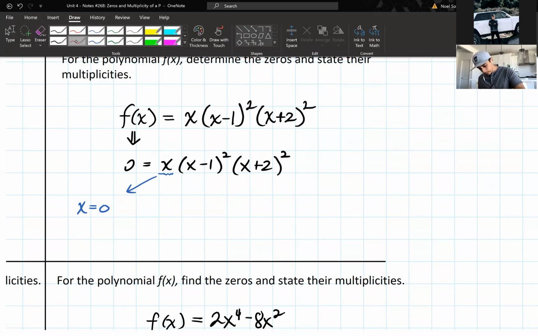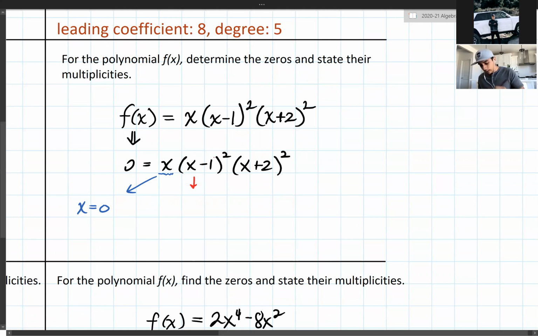The next one would be this one, x minus 1 squared equals 0. Well, x minus 1 squared is the same thing as saying x minus 1 times x minus 1. So if I were to solve this, right, this is like saying x minus 1 times x minus 1 is equal to 0. But that's the same solution twice. You can see that, right? You can see how that becomes x minus 1 equals 0, x minus 1 equals 0. And eventually this is just x equals 1. But it shows up twice, right?